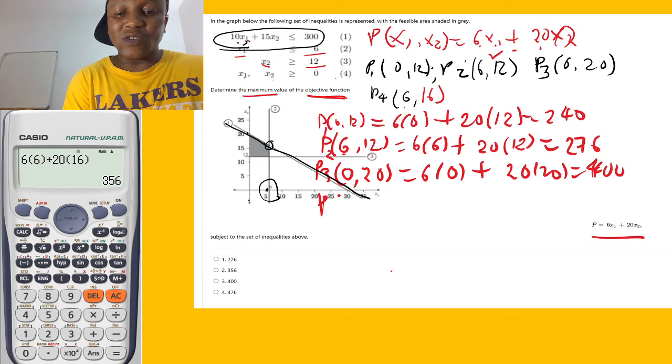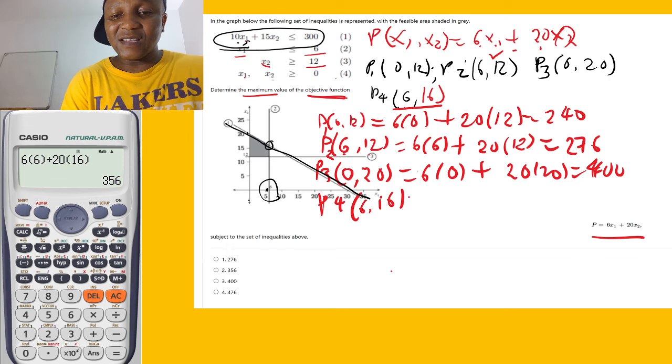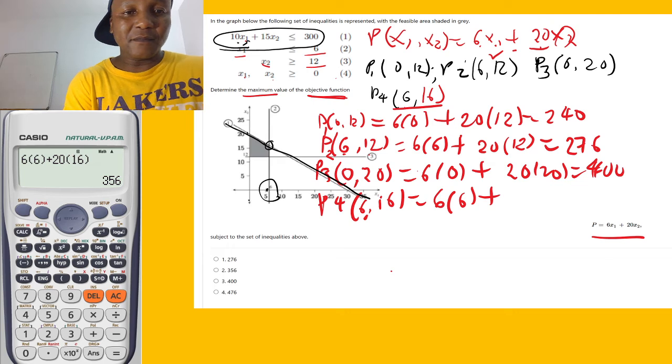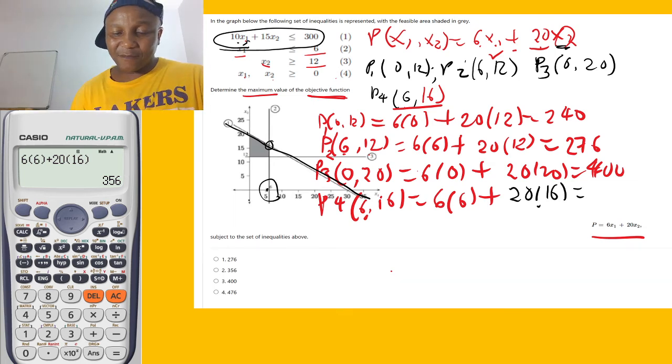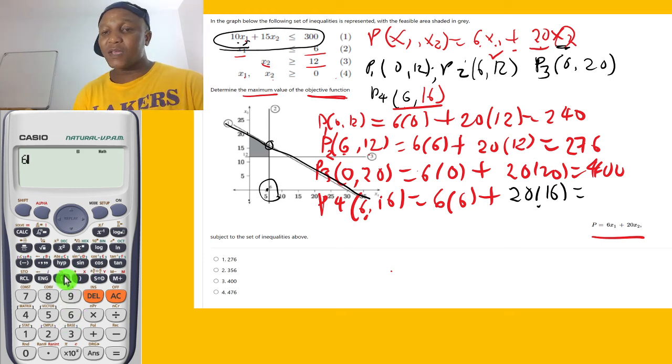Now let's go for the last one, the last point of the feasible region. We have P of 6 and 16, which is going to be 6 times 6 plus 20 times x2. What is x2? 16. And we plug it in the calculator.